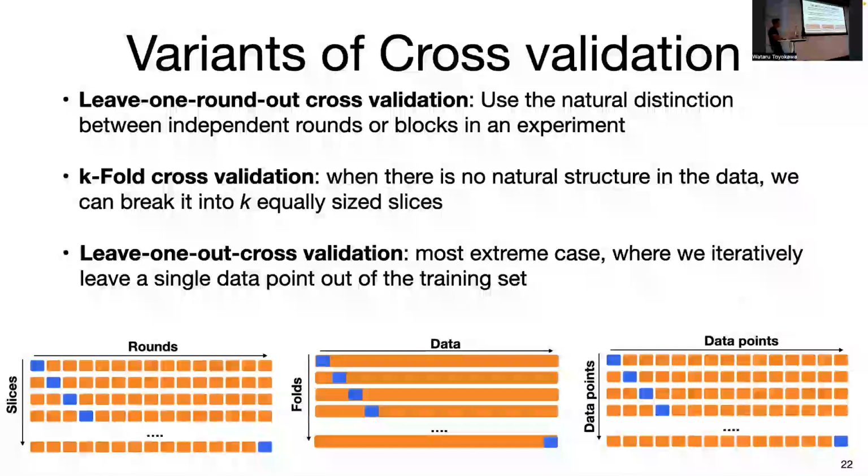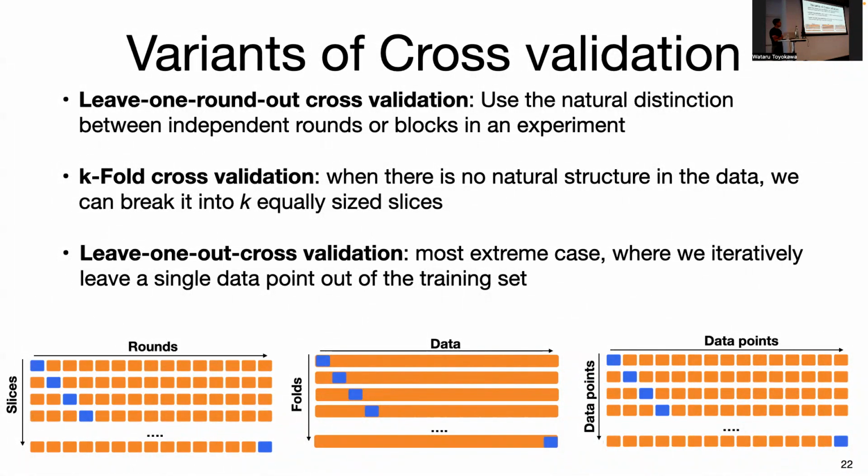There are multiple approaches to doing cross-validation. If you have a natural distinction in your experiment based on different rounds or blocks, we can leave one round out for our cross-validation. This is important to make sure that you don't have any learning effects over rounds that might give you biased estimates of your parameters. You want consistent behavior across different rounds to avoid any temporal dynamics in your modeling. You can also do k-fold cross-validation, where you break up the data into k equally sized slices if there's no natural structure in the data.